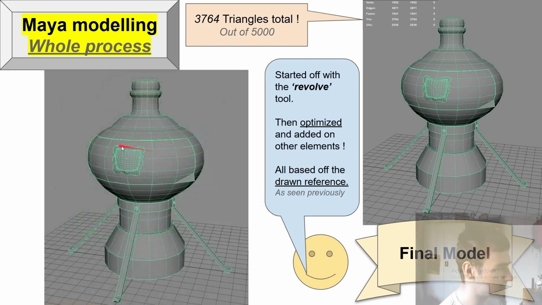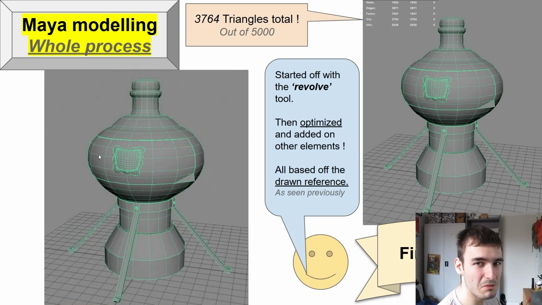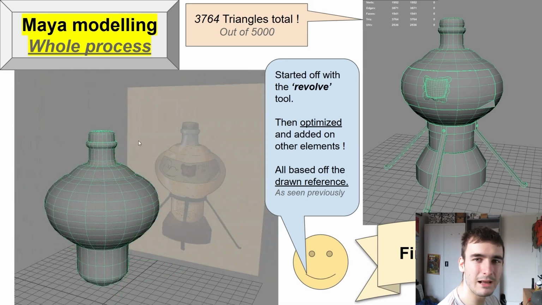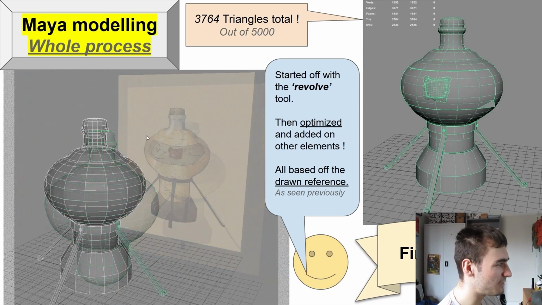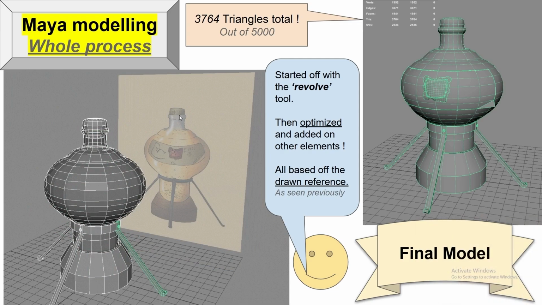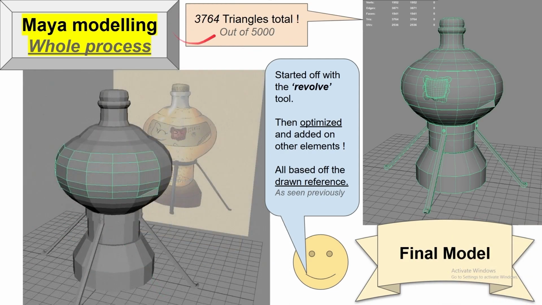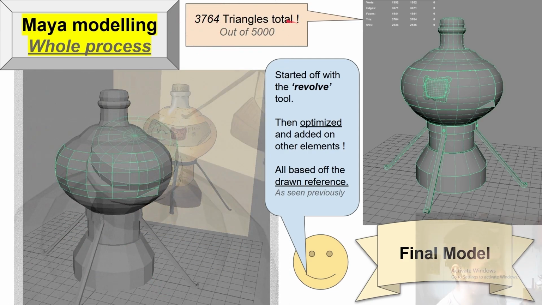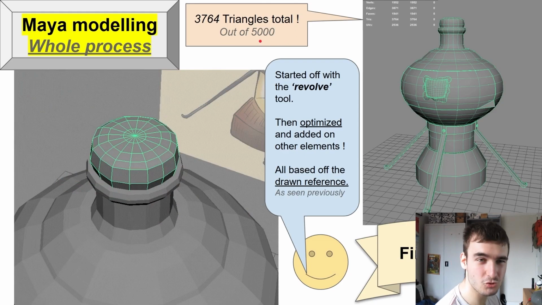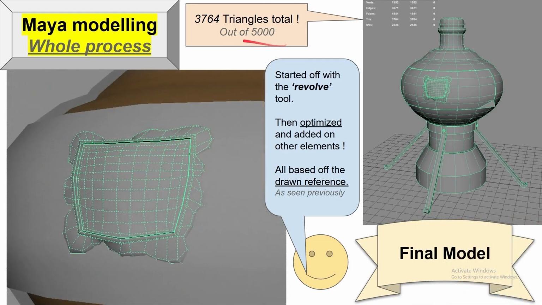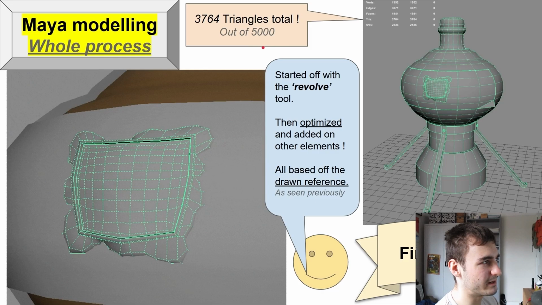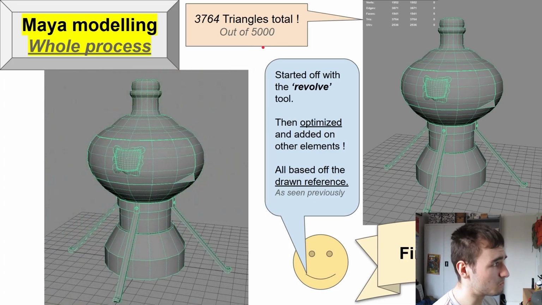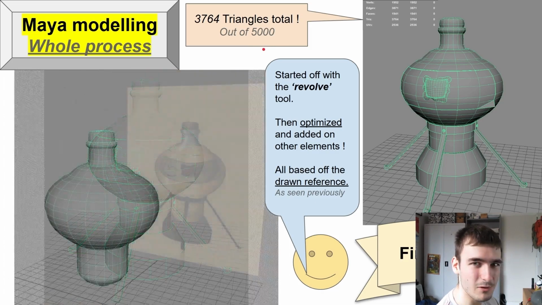Then I created the wax. For the wax I used a bit more topology to create that liquid, melted kind of feeling, since I could, because I had quite a lot of budget left. This whole model is only 3,764 triangles out of the 5,000 included in the brief. It is very optimized. I could have perhaps used more triangles, but well, that's for next time.